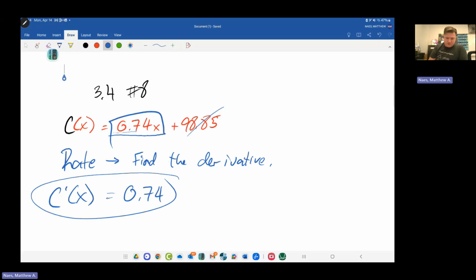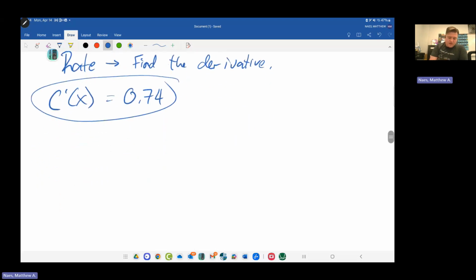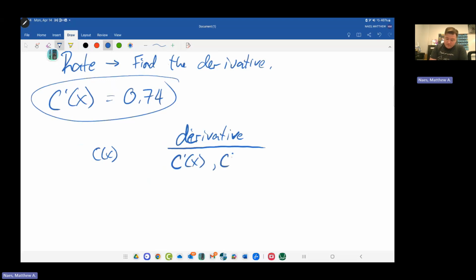Again, I don't know if it's talked about enough on here. If you're given C of X, then the derivative, you can write the derivative as C prime of X. You can write it as C prime. You could write it as dC over dx. There's a lot of different ways you could write derivative. This just happens to be one of them. So that's all they want, the derivative of that.